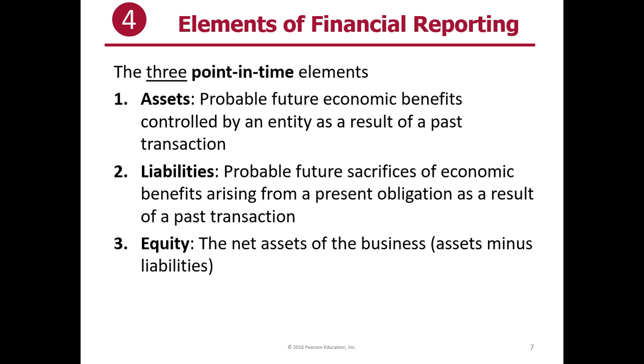So if we define them, assets are probable future economic benefits. Liabilities are probable future obligations. Assets are benefits controlled by an entity. Liabilities are the sacrifices that the entity has to make. Assets are also a result of a past transaction. Liabilities are also a result of a past transaction. Now the third item is actually the result of the performance of the company, how the company is performing.